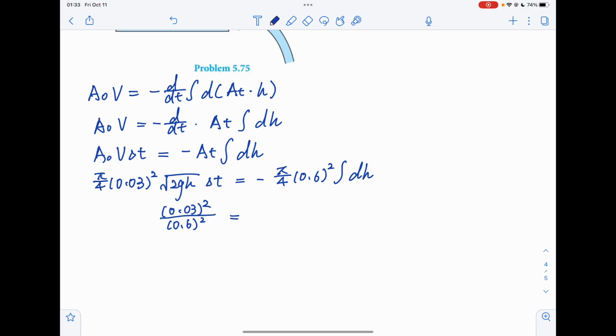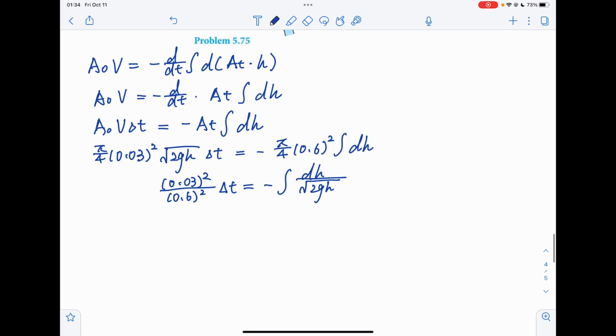we will have 0.03 to the power of 2 equals to, sorry, we have delta t here, which will equal negative integral of dh over square root of 2gh. We're moving the 2gh term to the right because it contains the h parameter. So when we do the integral, we need to move it to the right. And the integral is from h1 to h2, where h1 equals 3 meters and h2 equals 0.5 meters.